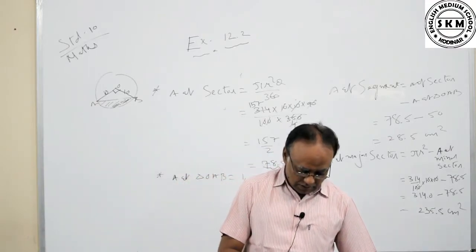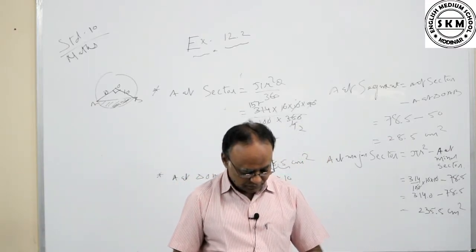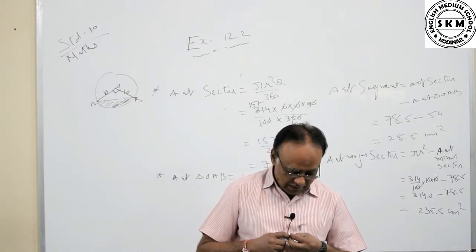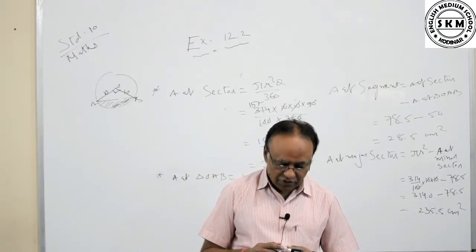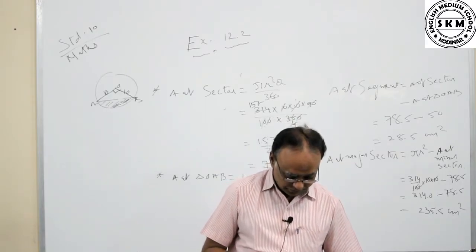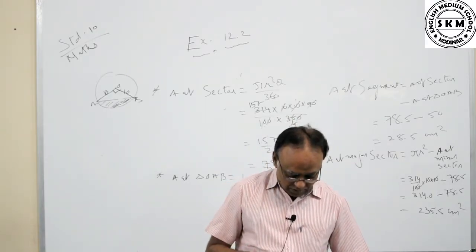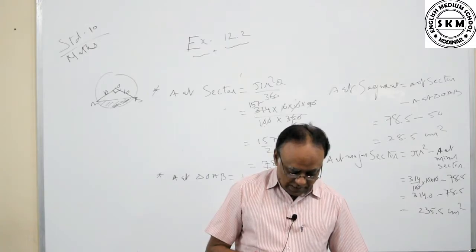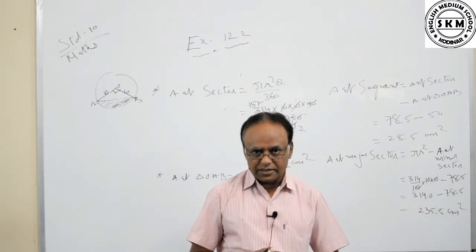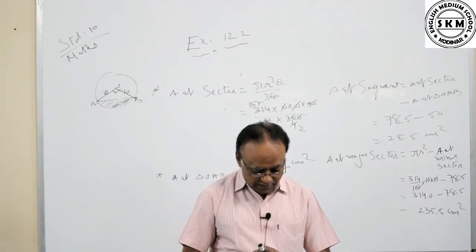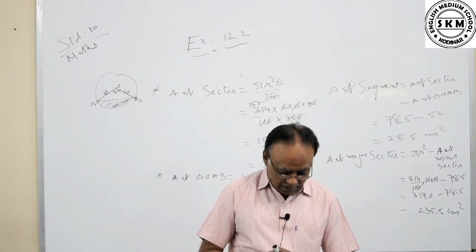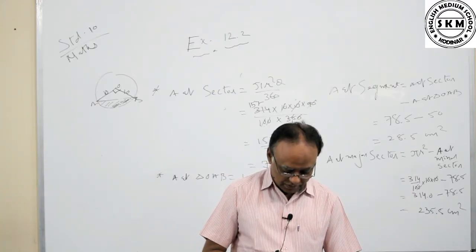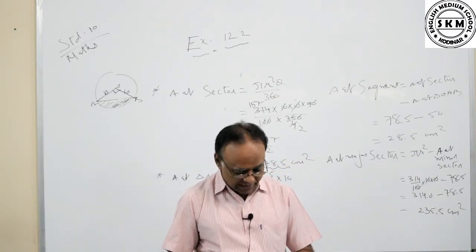Now next example. In a circle of radius 21 centimeters, an arc subtends an angle of 60 degrees at the center. Find the length of the arc. Second question, area of the sector. Third question, area of the segment. So there are three questions in example number 5.